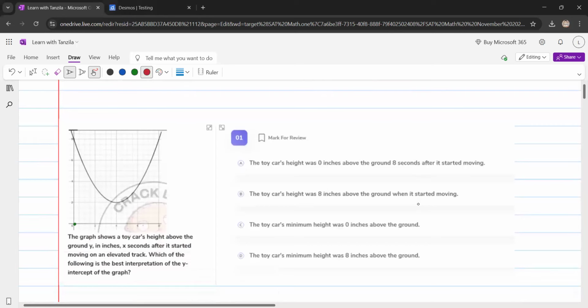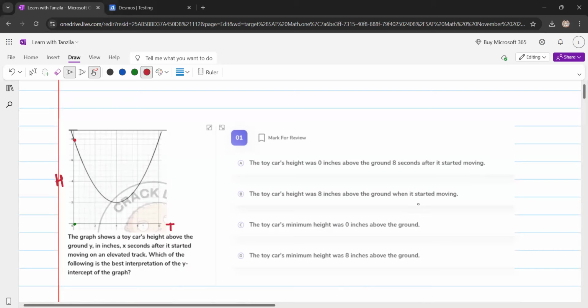Moving on to question 1. The graph shows a toy car's height above the ground y in inches, x seconds after it started moving on an elevated track. So this is the height, and this is time. Which of the following is the best interpretation of the y-intercept? So we have to talk about this. Y-intercept is where the graph cuts the y-axis. Now, read the options and tell me which one is correct.